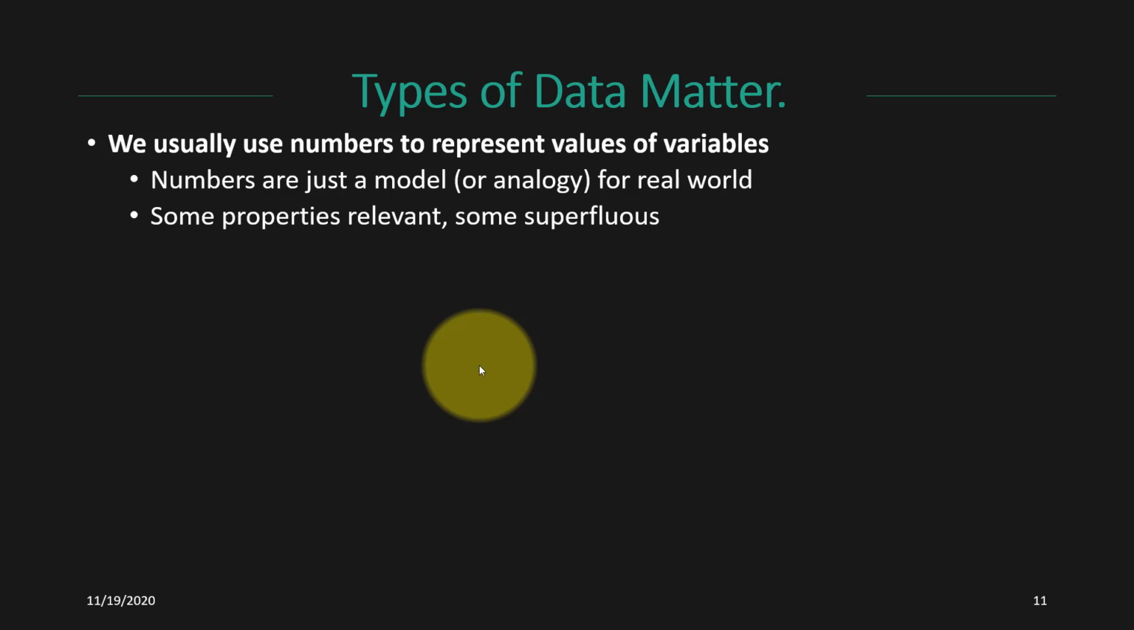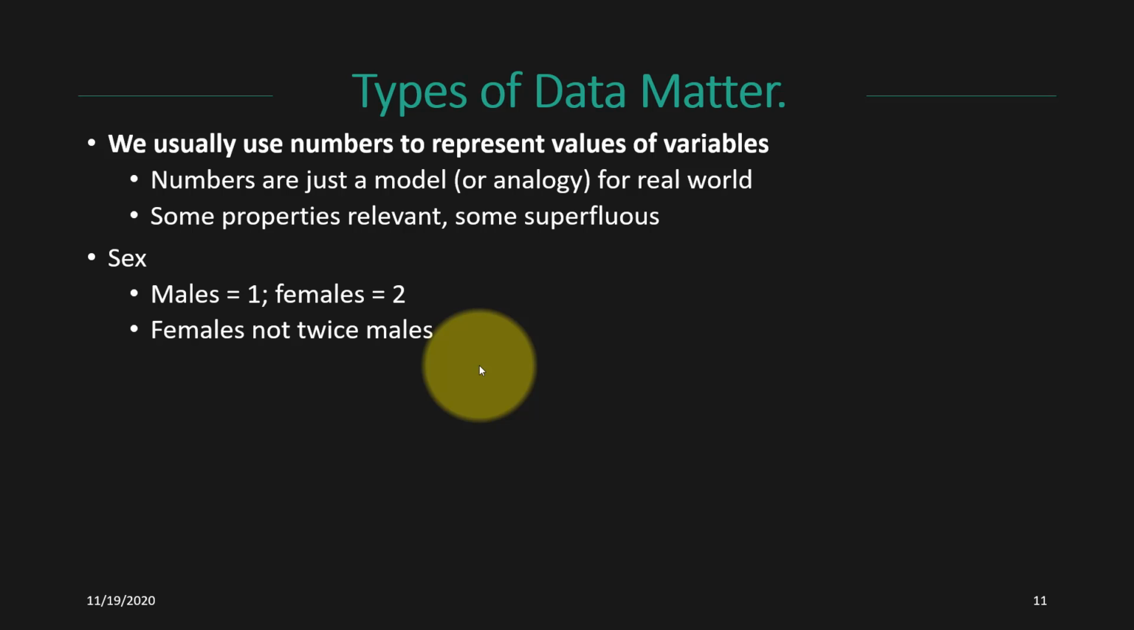So finally, how much do these types of data really matter? The short answer is quite a bit, right? So usually we might use numbers to represent the values of variables. And these numbers are kind of a stand-in. They're a model for the real world. But they have important properties. Sometimes they're relevant and sometimes they are superfluous.